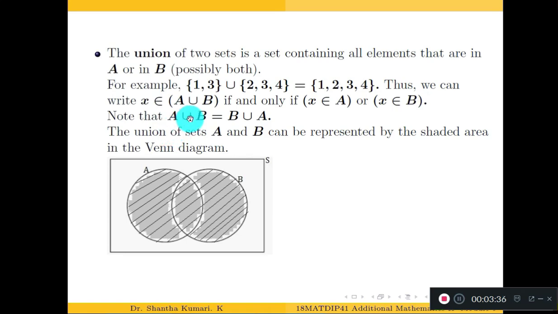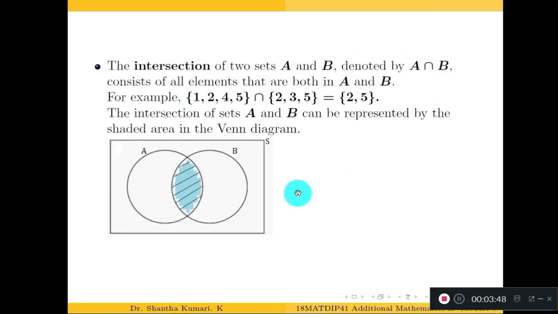Note that A union B also can be written as B union A. So your order is not important. A union B or B union A both are equivalent. Okay. So this is the Venn diagram of A union B.